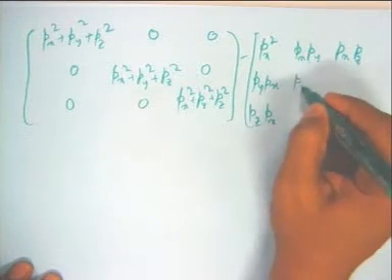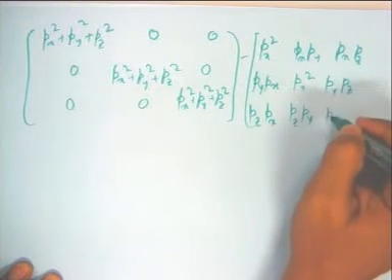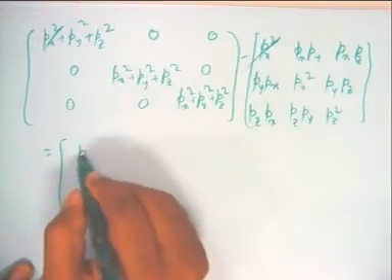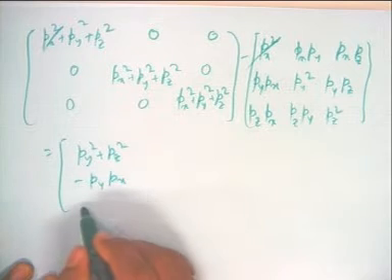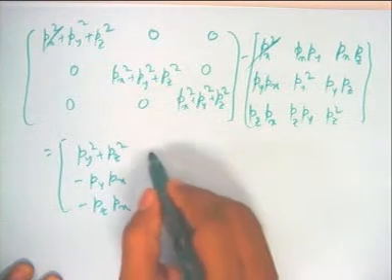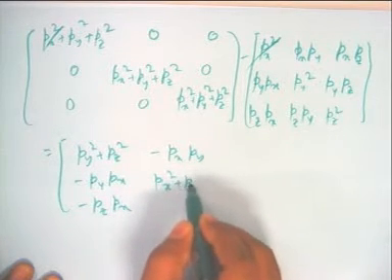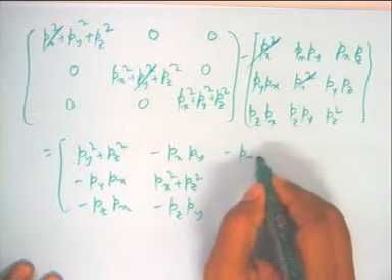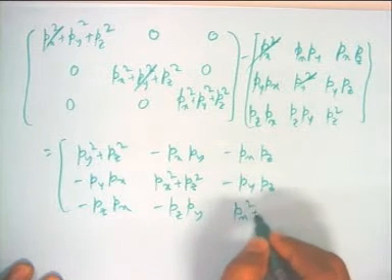Then this is Py square, this will be Pz Py, this will be Py Pz, Pz square, okay. So, if you perform this, this will be Py square plus Pz square, this will be minus Py Px, this will be minus Pz Px, this will be minus Px Py, this will be Px square plus Pz square, because this Py and this Py will cancel out, this will be minus Pz Py, this will be minus Px Pz, this will be minus Py Pz, and this will be Px square plus Py square.